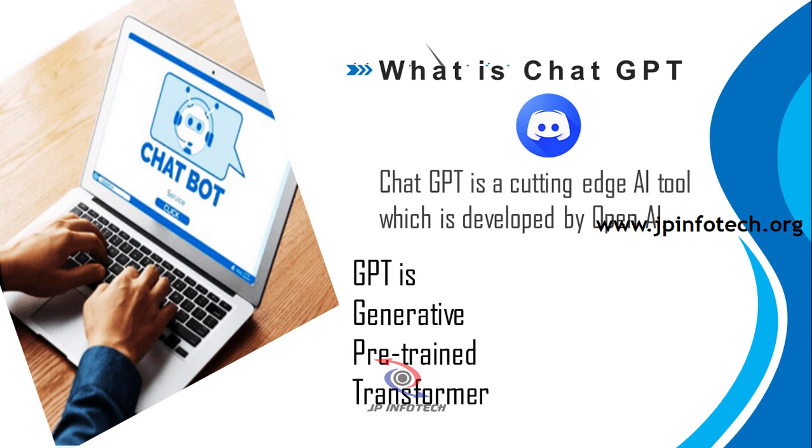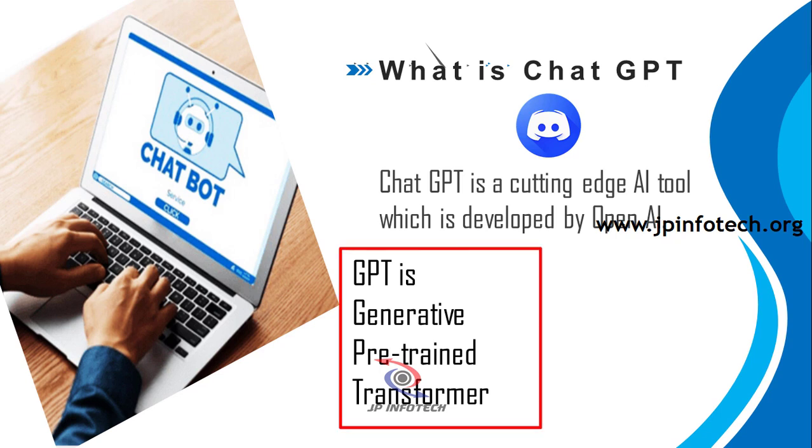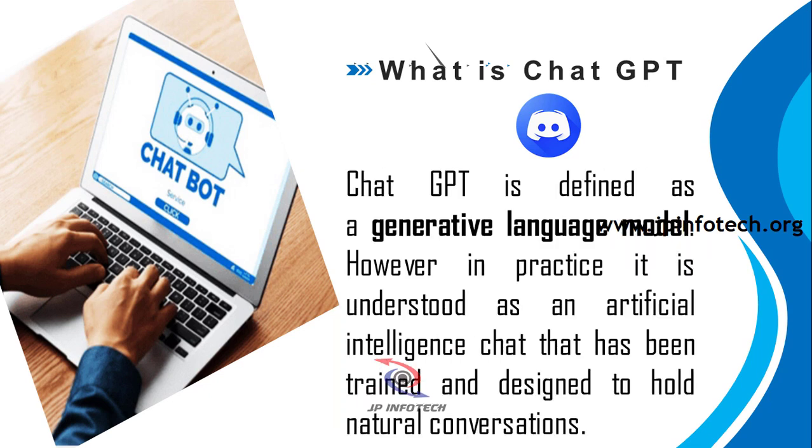So what does this GPT stand for? We all know about the chat, and what does GPT stand for? GPT is generative pre-trained transformer. So the acronym for GPT is generative pre-trained transformer, and Chat GPT is defined as a generative language model. We all know a generative language model means, like how we text to our friends or our teacher or someone else, accordingly we can text to this Chat GPT.